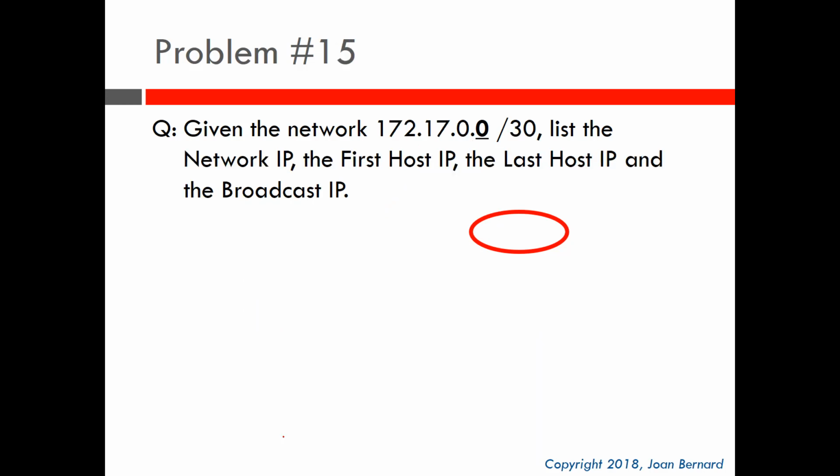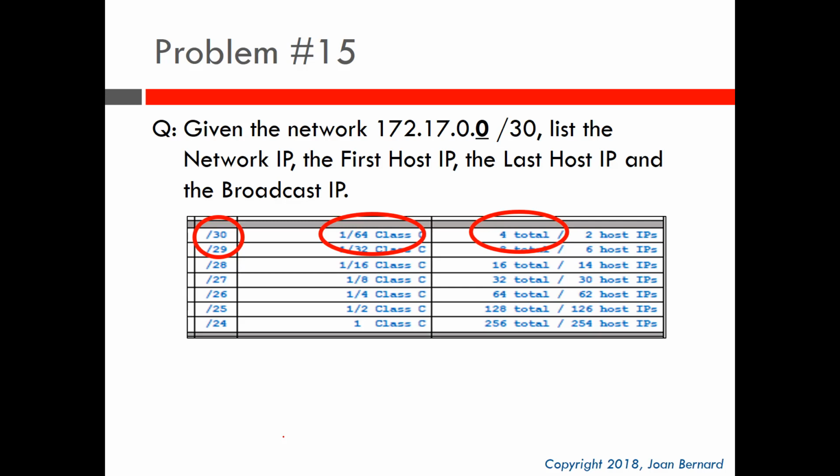All right, problem 15. Sorry about that floating oval there. All right, problem 15. Given the network 172.17.0.0/30, list the network IP, the first host IP, the last host IP, and the broadcast IP. So /30, I love working with /30. So there's only 4 total IP addresses.